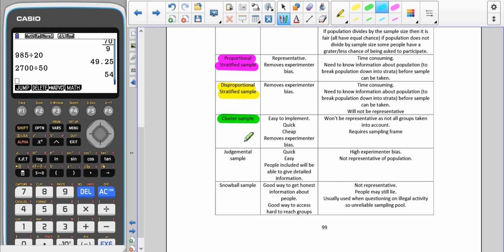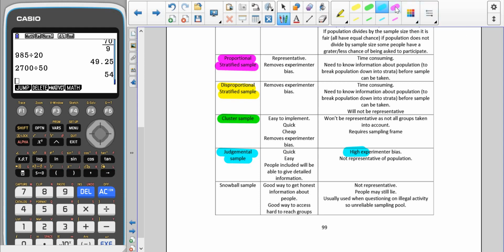A judgmental sample is quick and easy, and the people included will be able to give detailed information about what you're asking them, because they should be semi-experts in the field you're looking at. But this has a very high experimental bias, and it's definitely not going to be representative of the population. In fact, it is one of the most biased sampling methods.